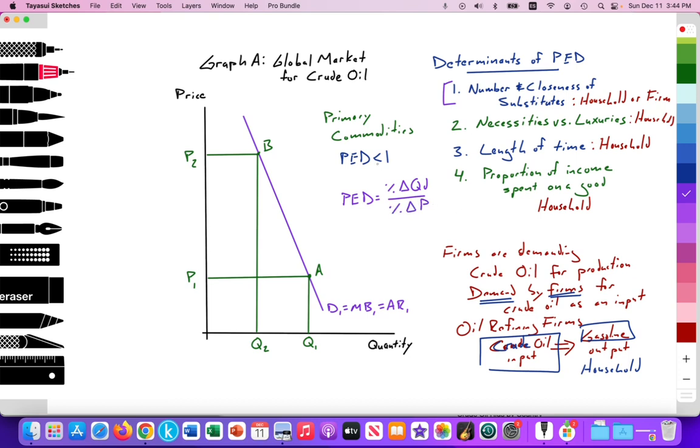And if the PED value is less than 1, that's going to tell us that the percent change in price is greater than the percent change in the quantity demanded, which we can clearly see here. We can clearly see that the change in price from P1 to P2 is greater than the change in the quantity demanded from Q1 to Q2. If that's true, then we would expect that, as in this case, as price is increasing, if it's a predominantly inelastic demand curve, then total revenue should be increasing as stated in the article.